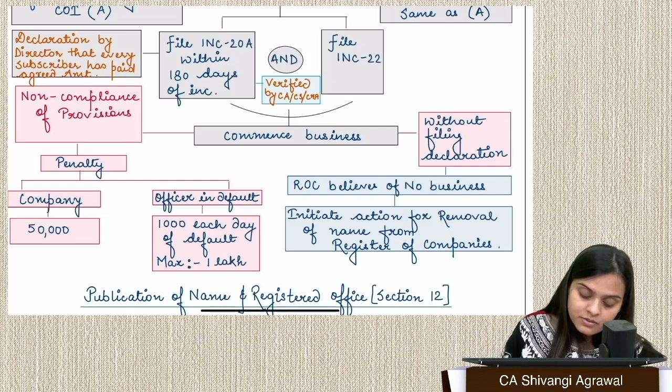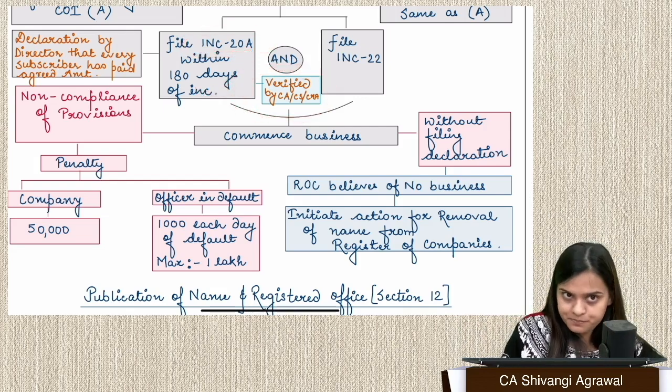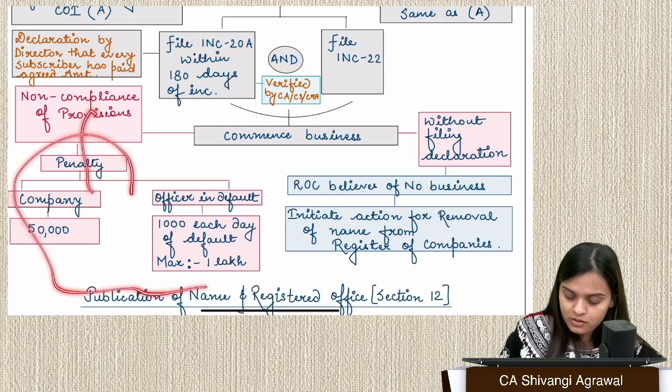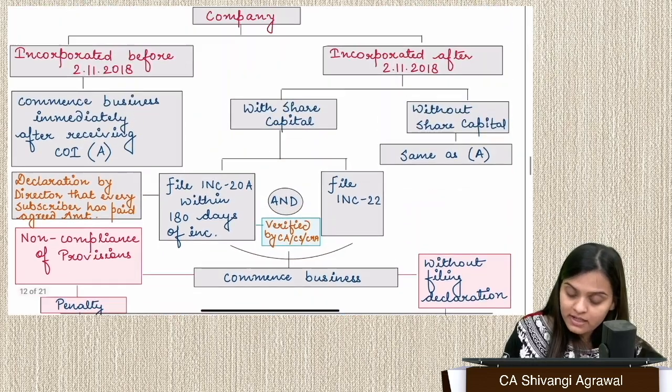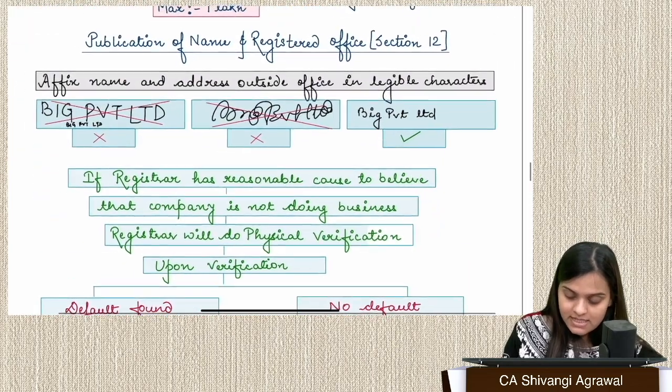Now, this form INC 20A has to be verified by CAs, CSs or CMAs. If you do not comply, then you also have a penalty. You are not allowed to commence business, plus you will be penalized also. Section number 12.